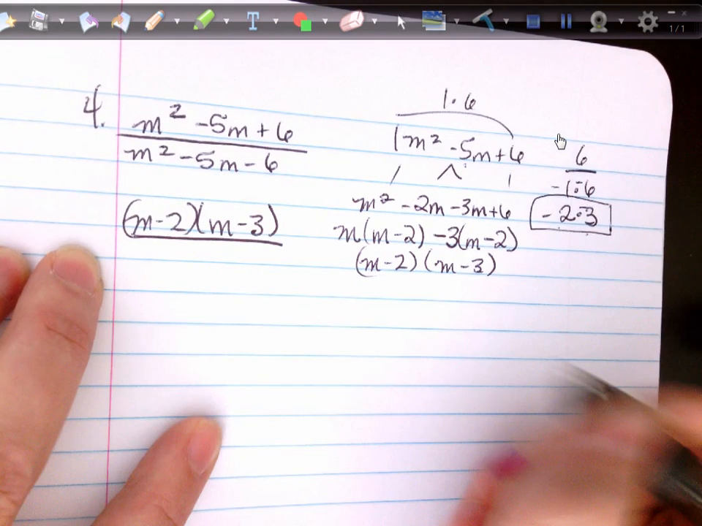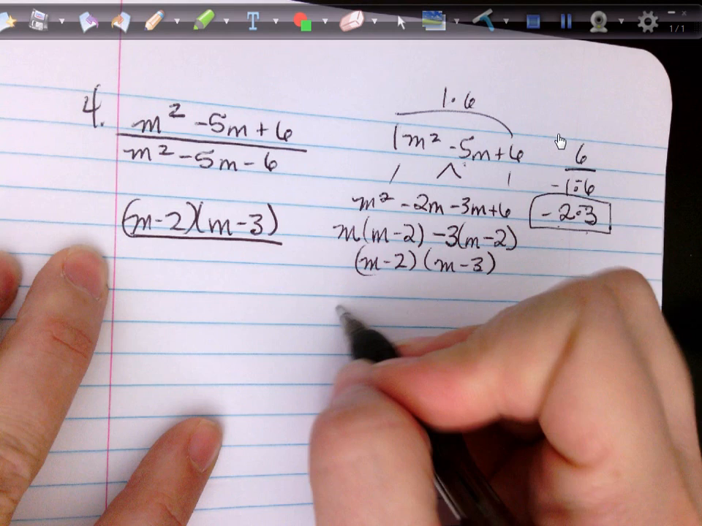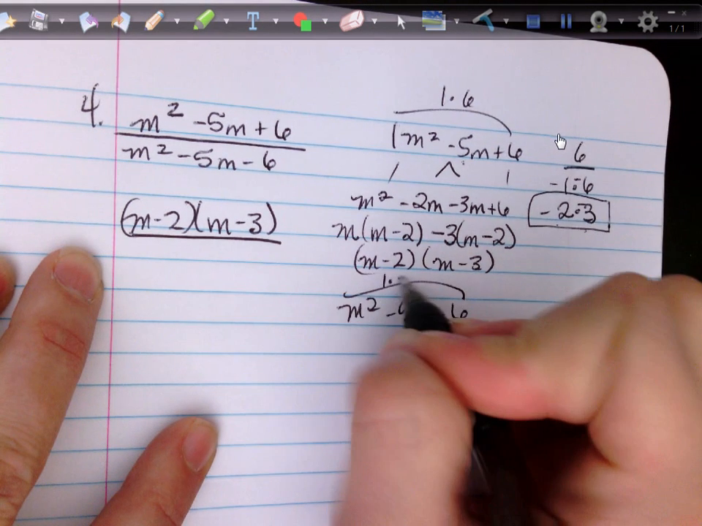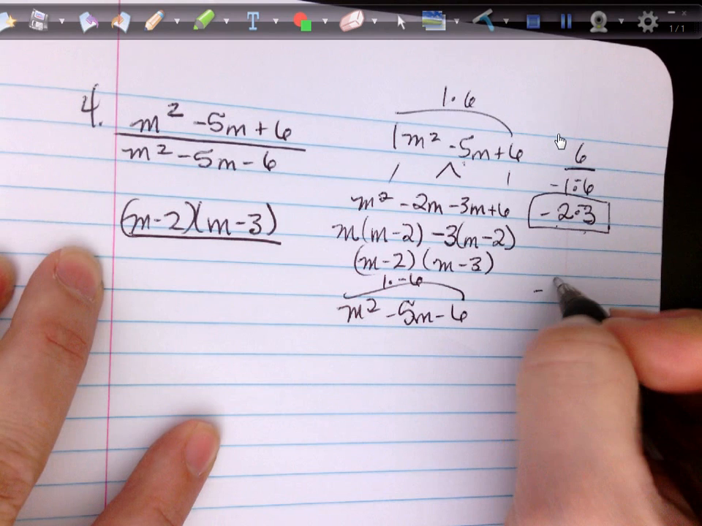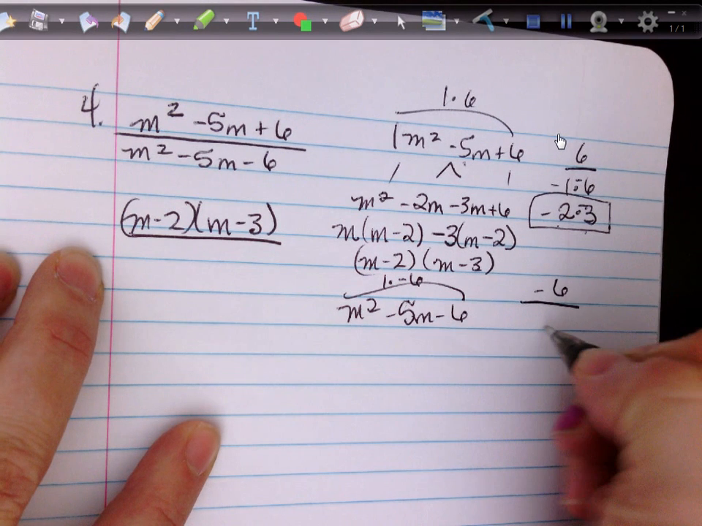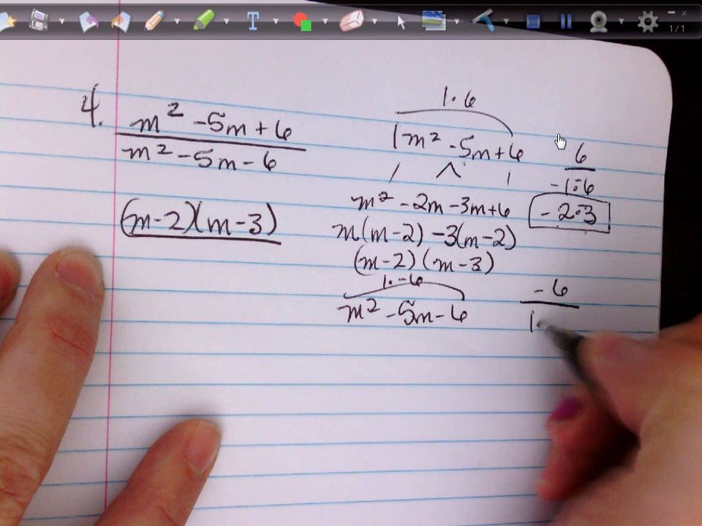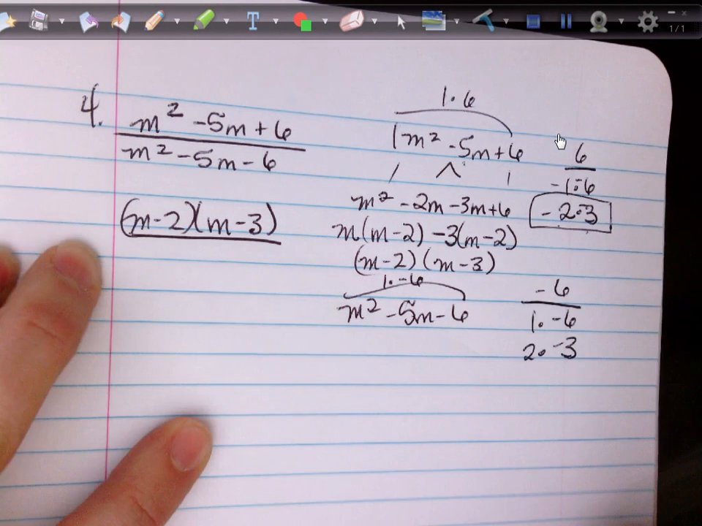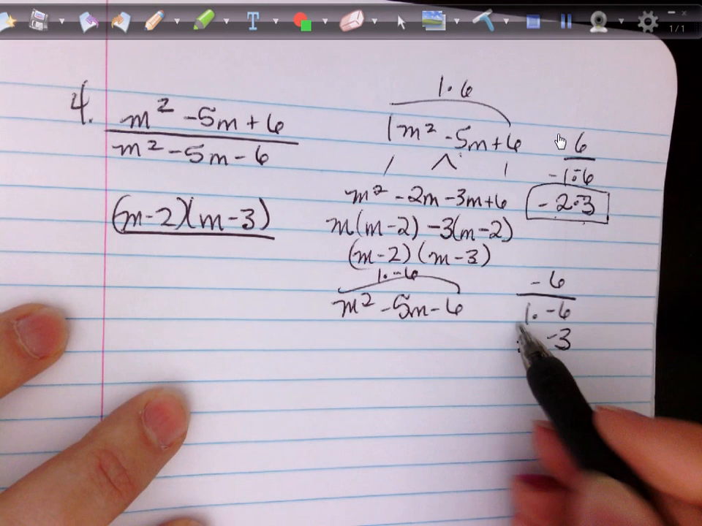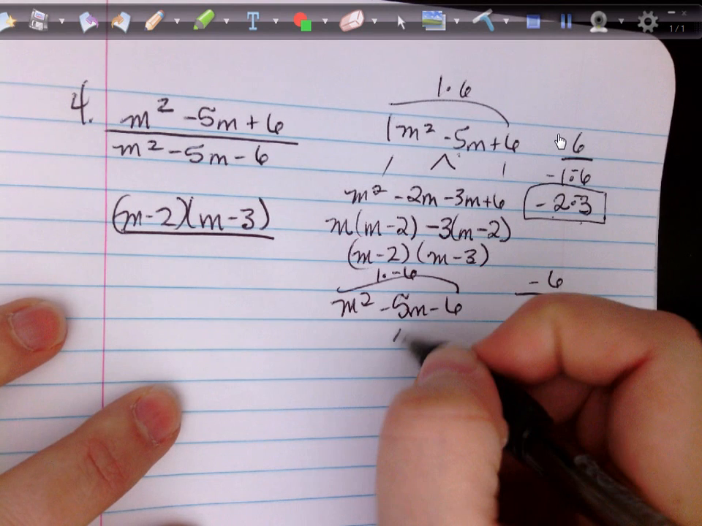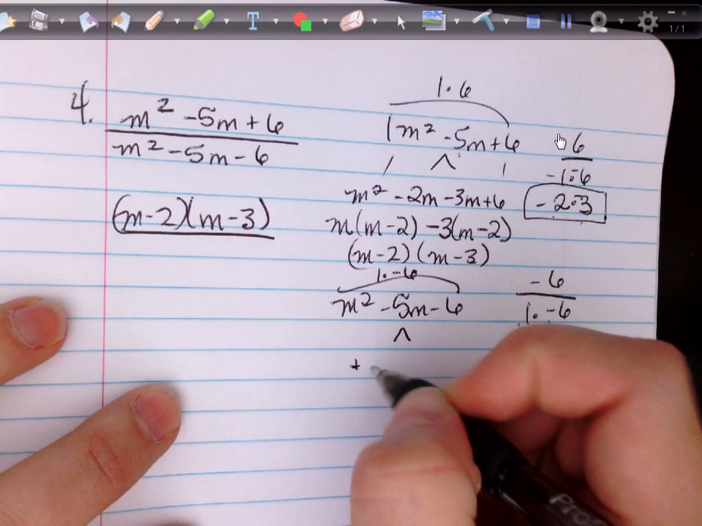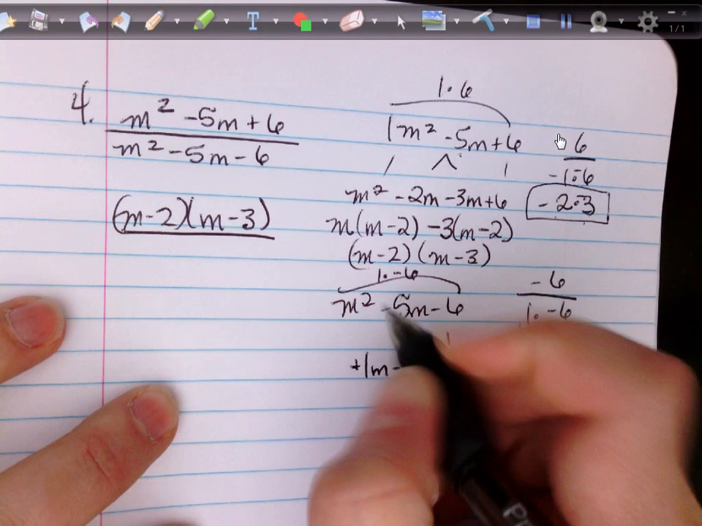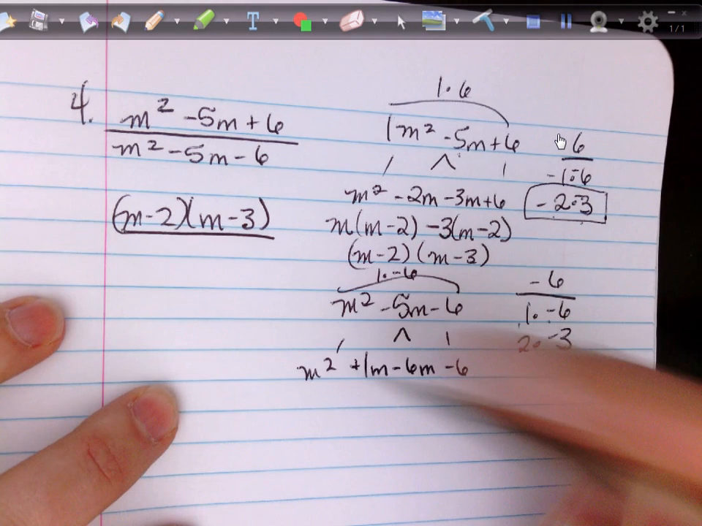So now let's factor our denominator. It's m squared minus 5m minus 6. Multiply 1 times negative 6. It's going to give us negative 6. So our factors are going to be either 1 times negative 6 or 2 times negative 3. When I add them together, it's the 1 plus negative 6. It's going to give me negative 5. So that's going to be plus 1m minus 6m. Bring down my minus 6. Bring down my m squared.